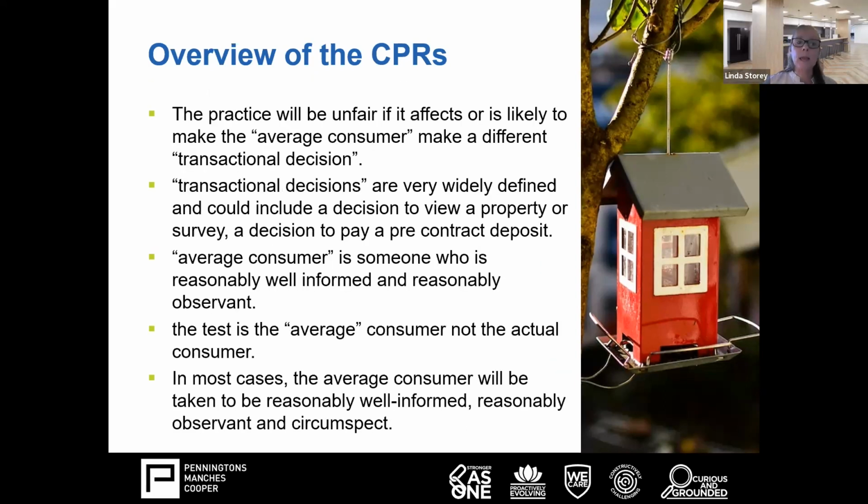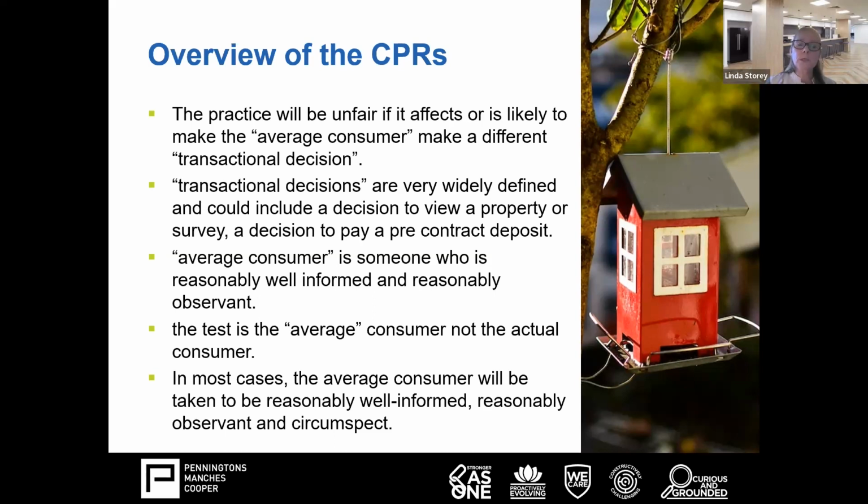It affects the average consumer making a different transactional decision. As I've put on the slide, a transactional decision is really widely defined. It can be a decision to view a property, a decision to book the survey, a decision to pay a reservation fee, etc. Every act of that process in buying a property is a transactional decision. And the average consumer is someone who's, quote, reasonably well informed and reasonably observant. What does that mean? We're going to have a little look in a minute about what that means in a bit more detail.